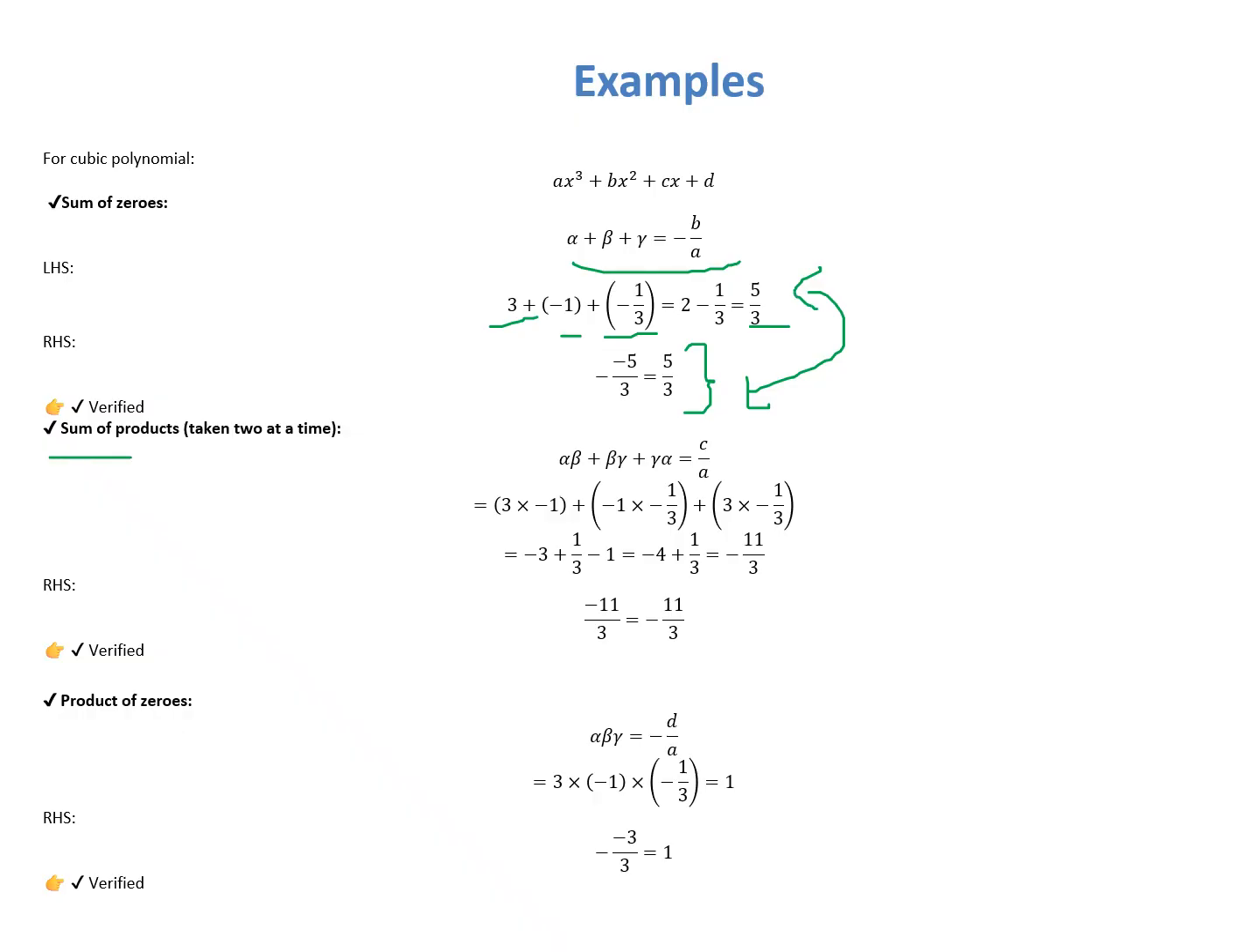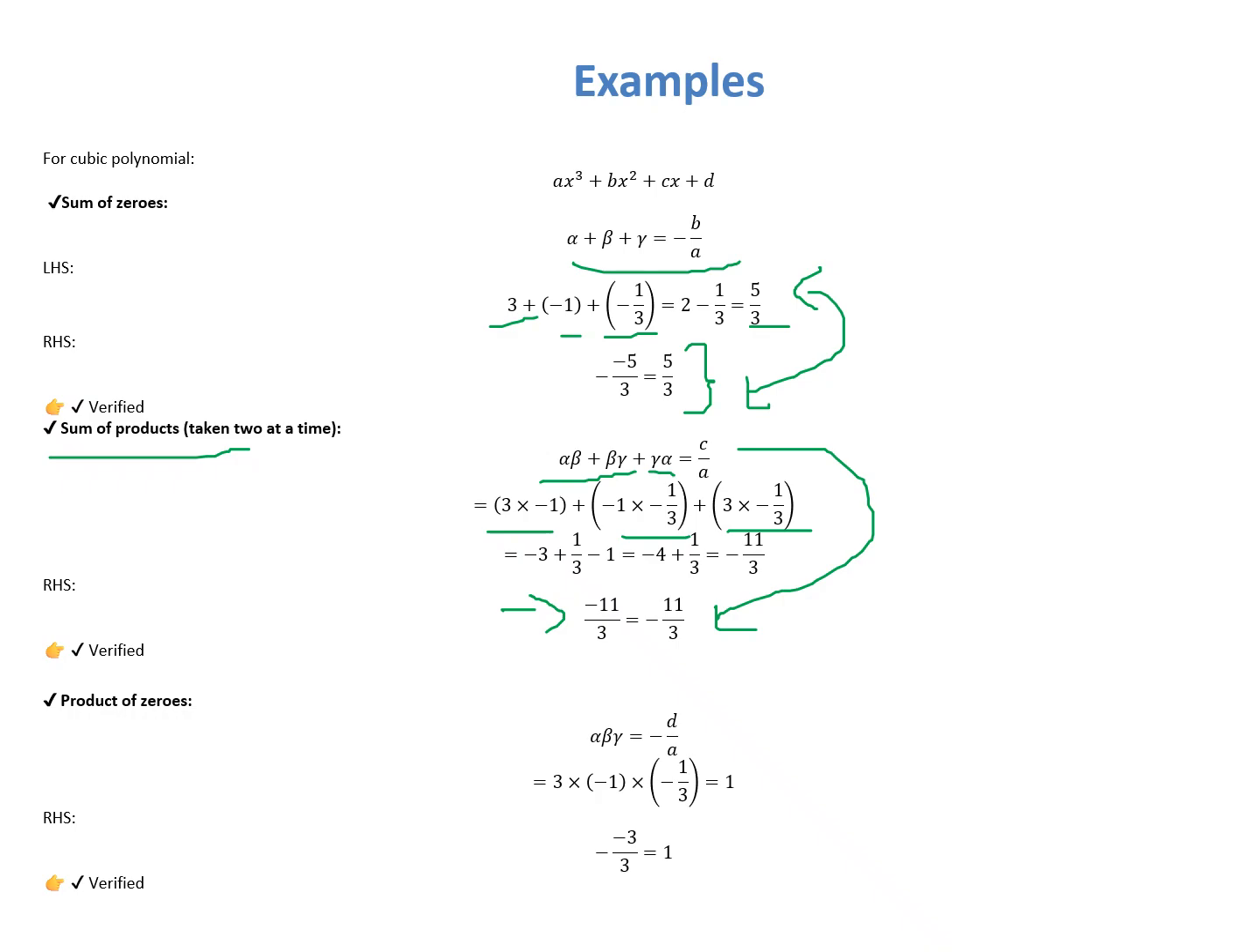Second, sum of the products. So we have to calculate alpha beta, beta gamma, and gamma alpha. So alpha into beta, beta into gamma, and gamma into alpha. We have to add those values, and then we'll get the value which we need to see whether it is tallying with c by a. So minus 11 by 3 is the sum of the products, and this is tallying with minus 11 by 3, which is my c by a.